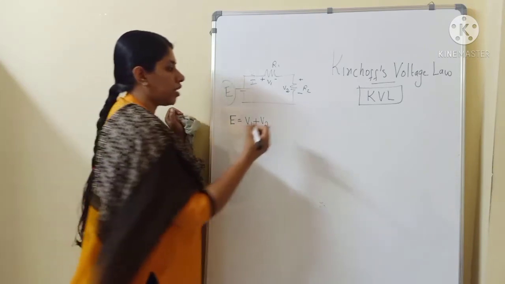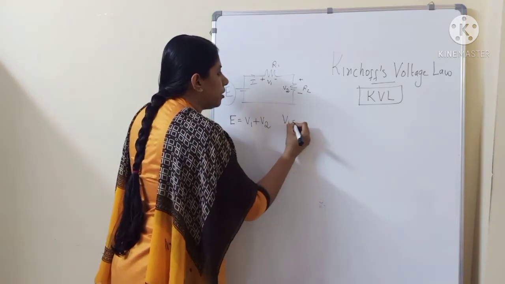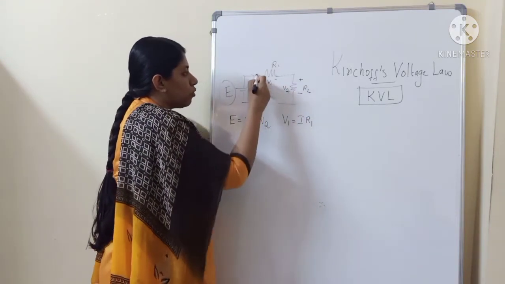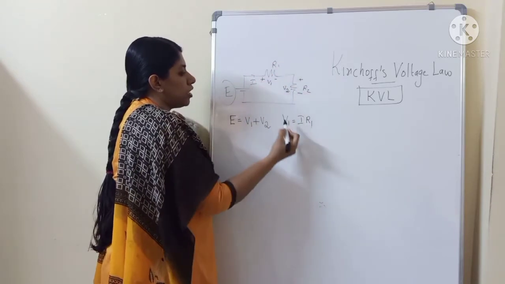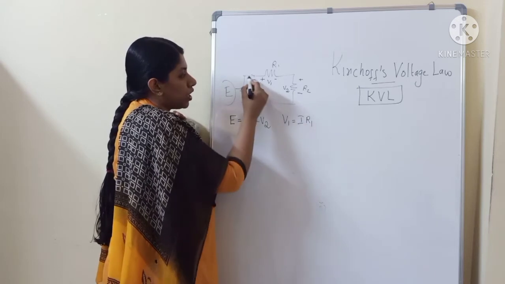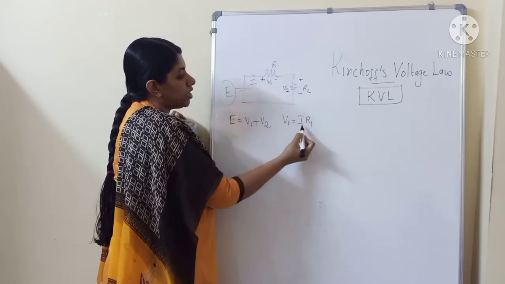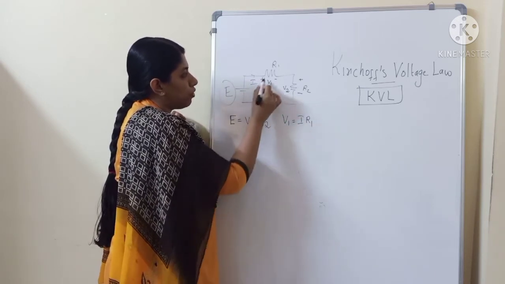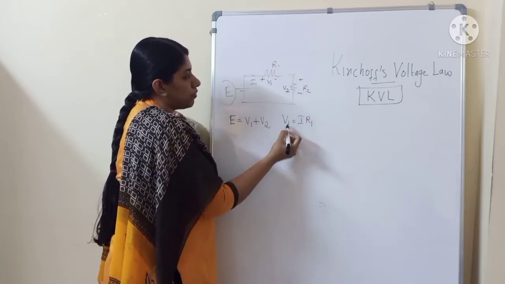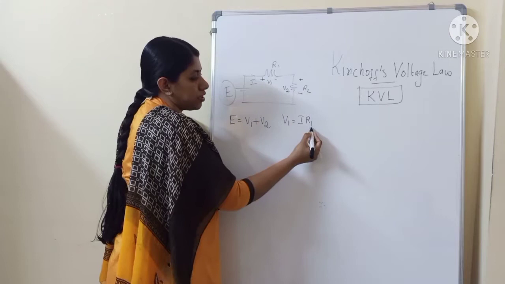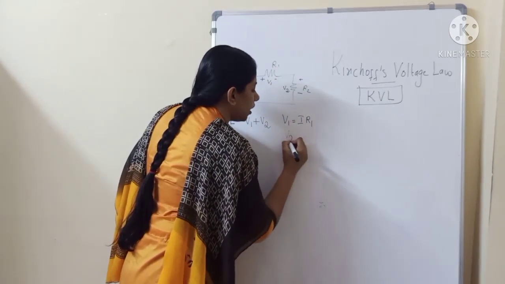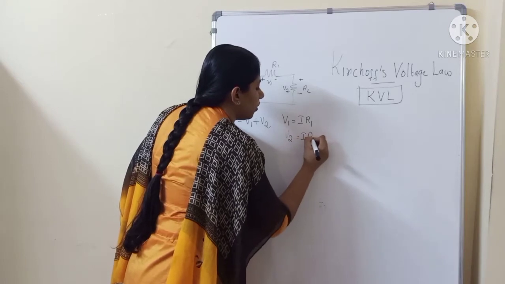So how can we calculate the value of V1? V1 will be equal to the current I into R1, because if we apply Ohm's law to this particular element, we know that Ohm's law states that V is equal to I into R. The current I flows through this circuit, the voltage drop across this particular element is V1 and the resistance is R1. Therefore V1 is equal to I into R1, and similarly V2 is equal to I into R2.